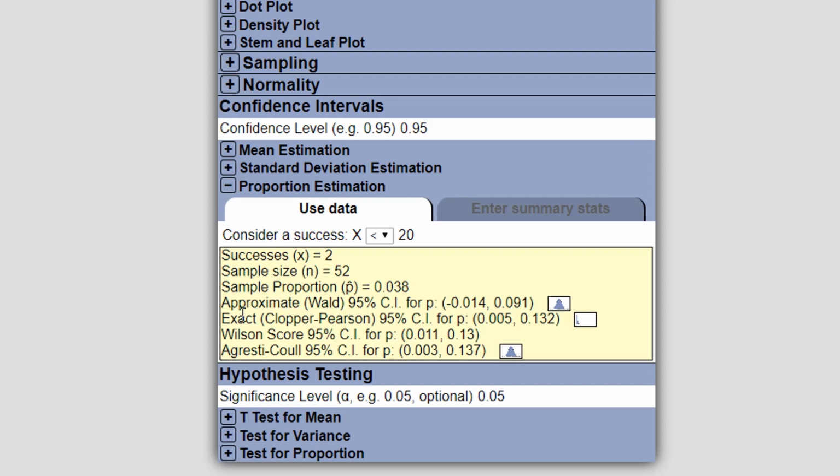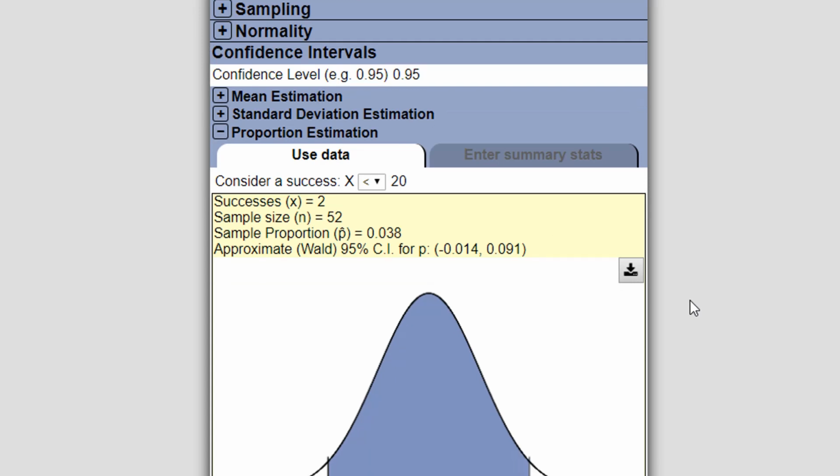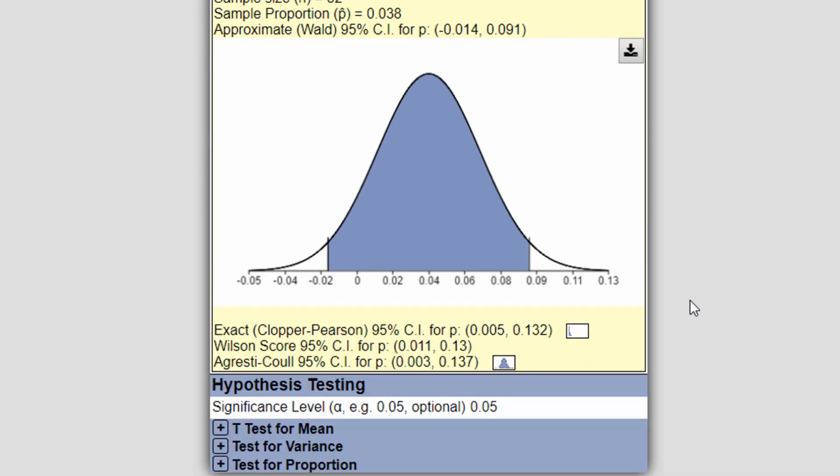Now we've got 4 different confidence intervals. Most textbooks teach you to approximate the distribution using a normal distribution. That's what the Wald confidence interval is. For Wald, a 95% confidence interval for the population proportion is from negative 0.014 to 0.091. Actually, I can click on this to get a little chart of the confidence interval. If you like seeing it visually, this is 95% probability in the middle.